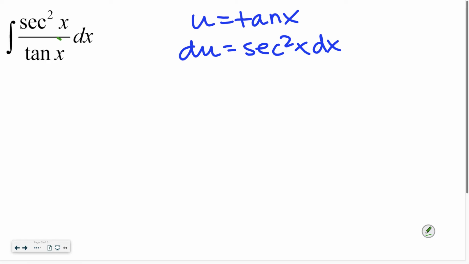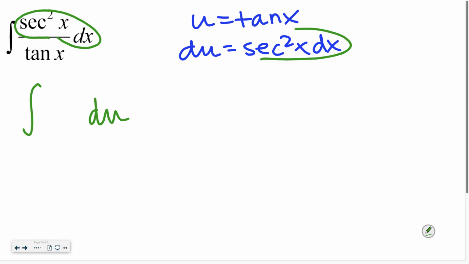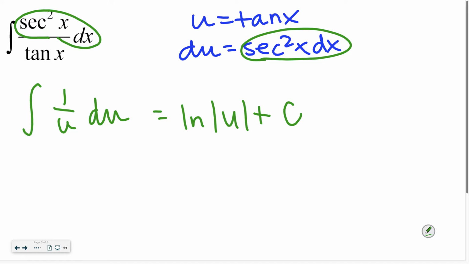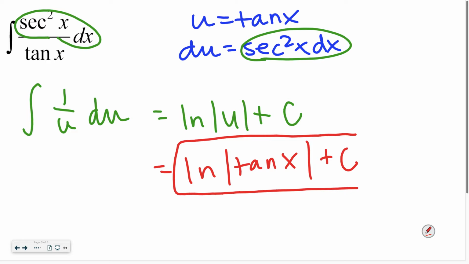So secant squared x dx is there. We can replace it with du. So all we have is 1 over u du. That works out really nice, didn't it? So our antiderivative is the natural log of the absolute value of u plus c. And here you would need to keep the absolute values because the tangent of x has a range of all real numbers.